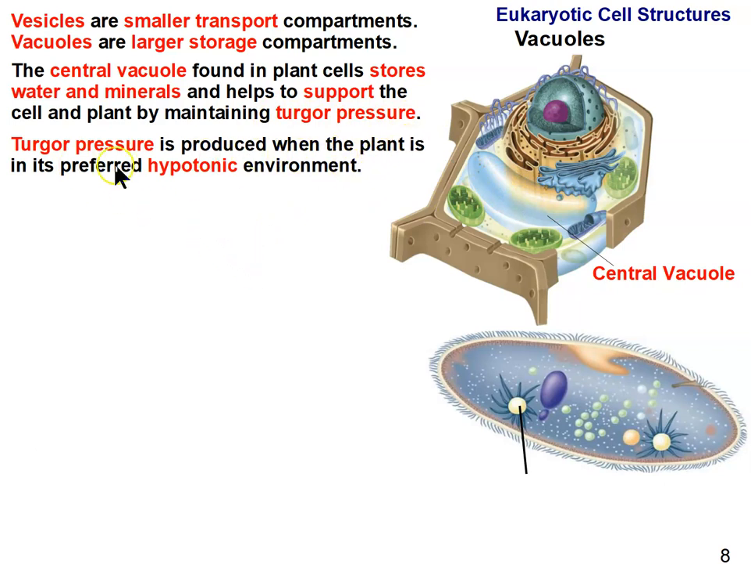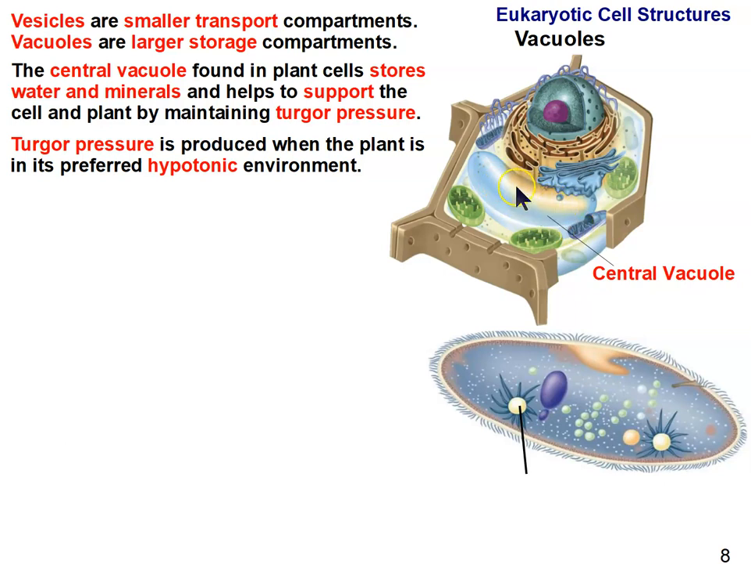Turgor pressure is produced when the plant is in its preferred hypotonic environment. So in other words, when you water a plant, you're surrounding the plant with fresh water. The cells are surrounded with fresh water, and that fresh water is hypotonic compared to the hypertonic solution inside the cell. And water will diffuse by osmosis from hypotonic to hypertonic. So wherever the hypertonic solution is, water is going to diffuse towards that solution.